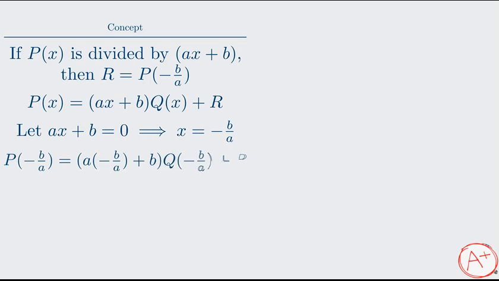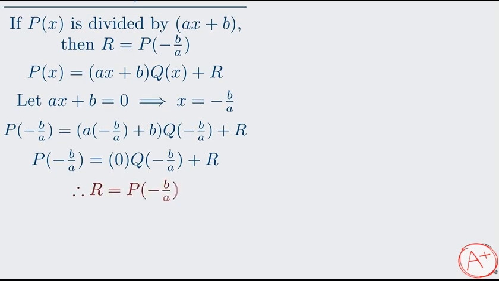Substituting this value in, the divisor becomes 0, which multiplied by the quotient is 0. This leaves us with the remainder. This is why the theorem works. It uses the 0 of the divisor to bypass the division process entirely. Let us look at a quick example.